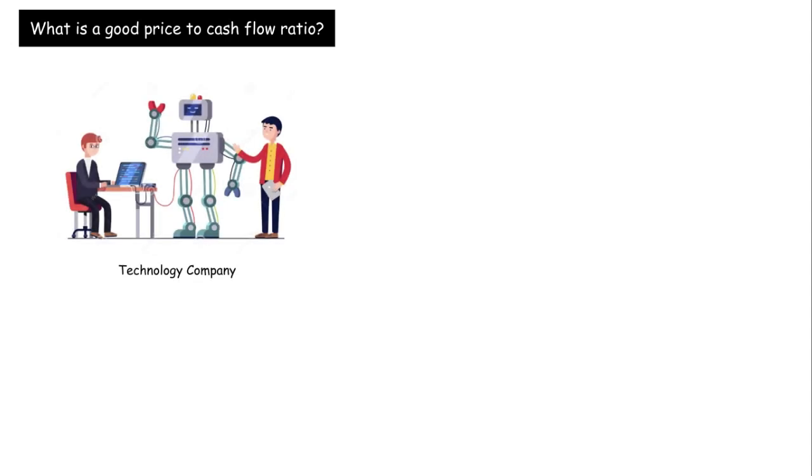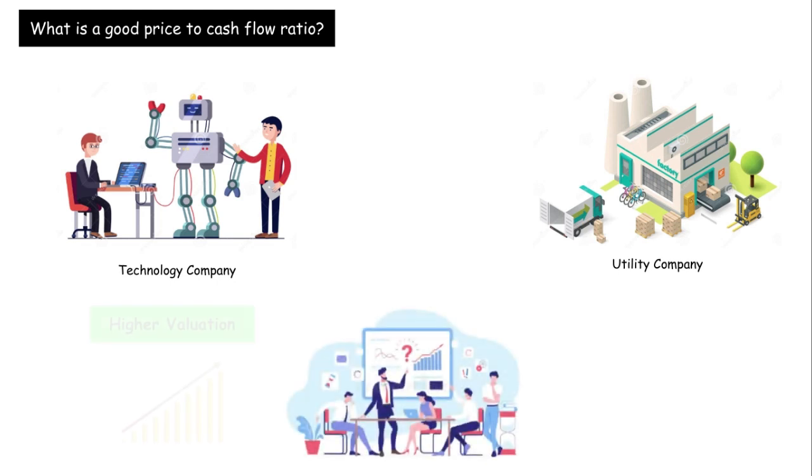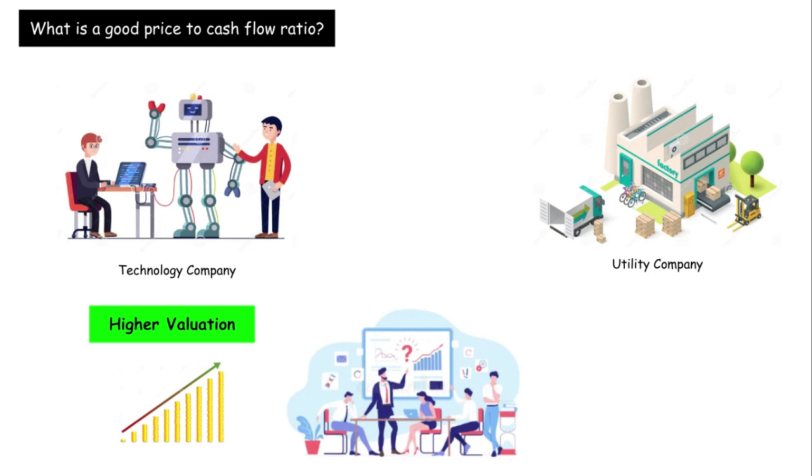Let's answer an important question: what is a good price-to-cash flow ratio? The answer is that it depends on which sector the company is in. A new and rapidly growing technology company, for instance, may trade at a much higher price-to-cash flow ratio than a utility company that has been in business for decades. The technology company may have only small profits to begin with, but investors will be willing to give the company a higher valuation because of its higher prospects for growth.